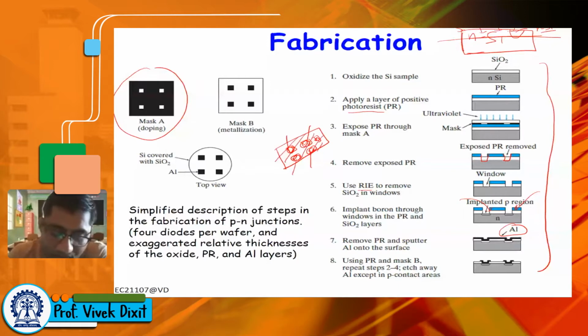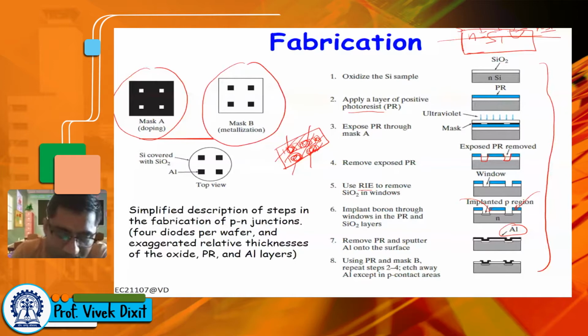Now what we want to do is connect it as per our convenience. So we will remove the metal except in these regions, right? Except at the opening of these four doped regions, we will remove the metal. For that, we will use another mask. This is called the metallization mask.